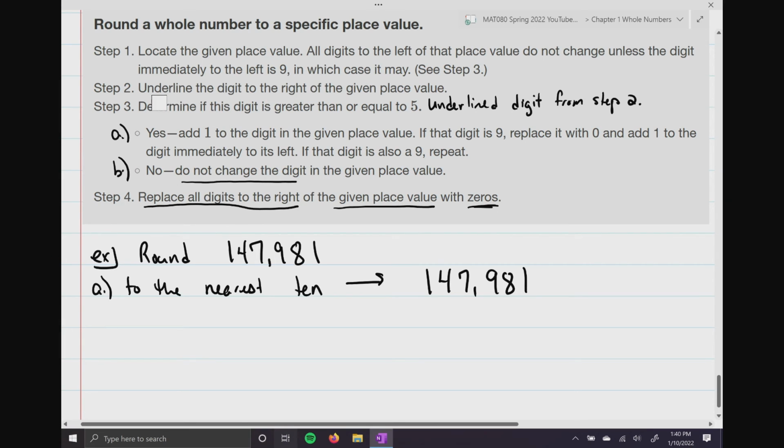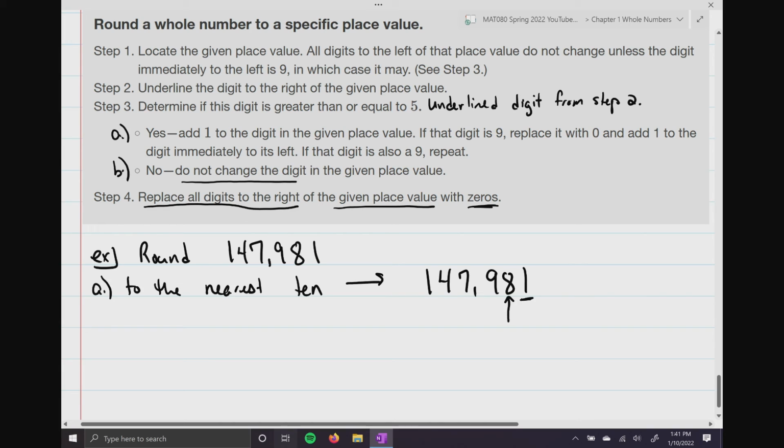So first, locate the place value that we want to round. That place value is the nearest 10, so I draw a little arrow underneath the 8. Step 2, we're going to underline the digit to the right. Now we need to make a determination. Step 3, determine if this digit is greater than or equal to 5. Well, the answer is no. This is not greater than or equal to 5. So we do not change anything.